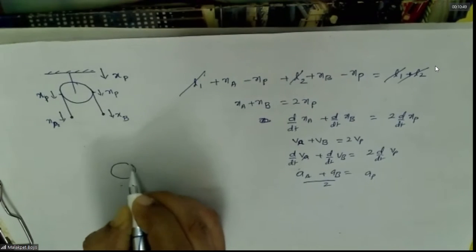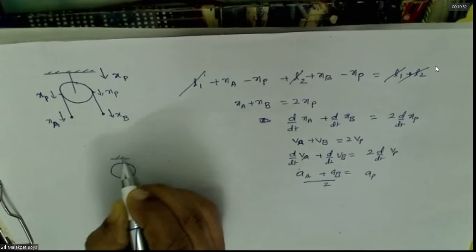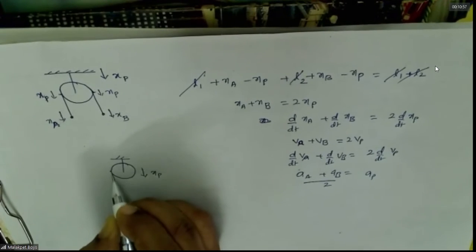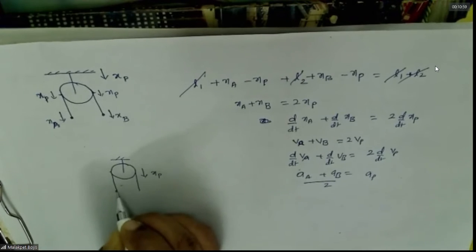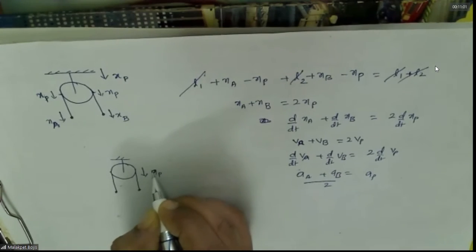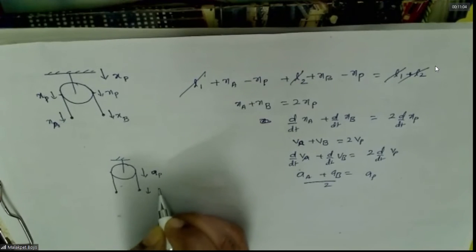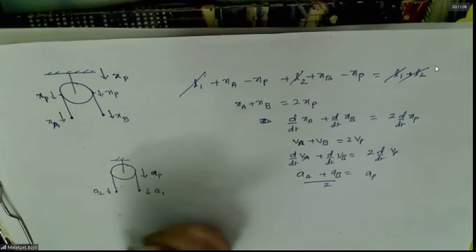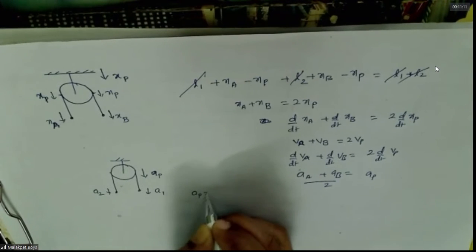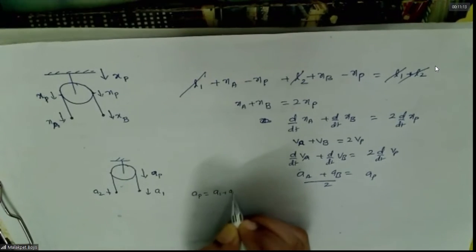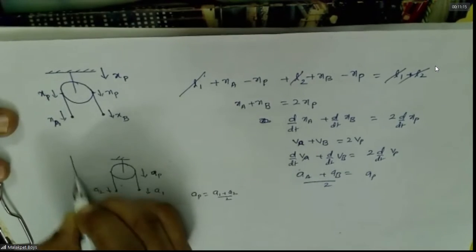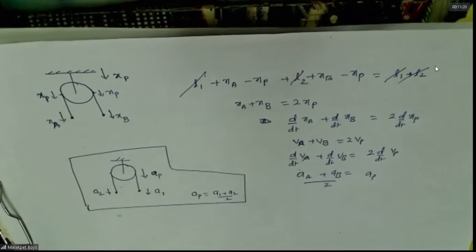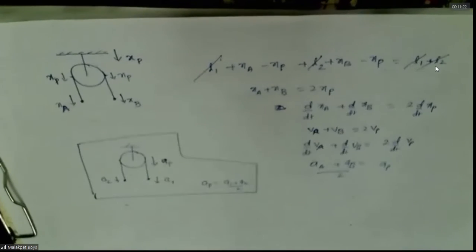That means remember this pulley, whenever it moves down, this is motion of pulley, or you can directly write acceleration of pulley. Then AP is nothing but this. This will help you in many cases. Okay.